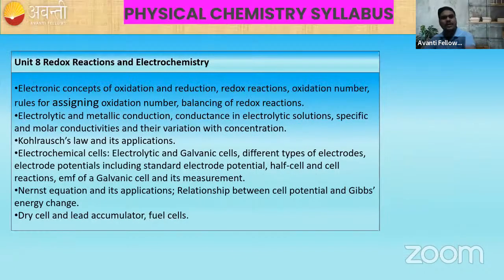Now, the next chapters we have are redox reactions and electrochemistry. These two chapters are quite related to each other, so we have kept them together. Basically, the electronic concept of oxidation and reduction we already studied in class 11: oxidation number, rules for assigning oxidation number, balancing of redox reactions, electrolytic and metallic conduction, the variation of conductance in electrolytic solution, specific and molar conductivities and their variation with concentration. These all things we already studied in redox reactions.